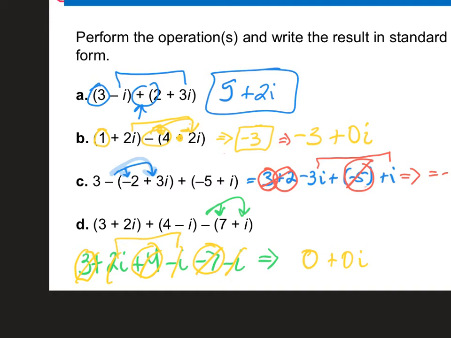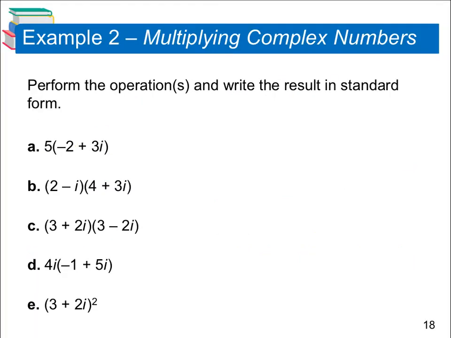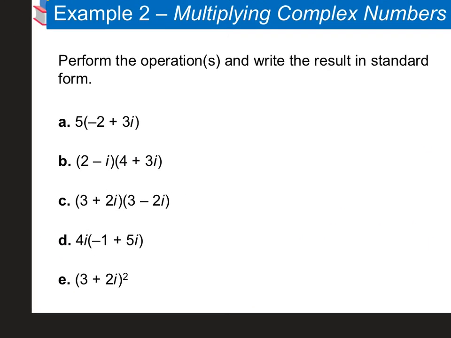I'm not sure how WebAssign is going to want it. They may want it written as a complex number, or they may want it just 0. I'm not sure, so like I said, put it in, try a couple different ways. Questions? All right, now we're going to talk about multiplying.